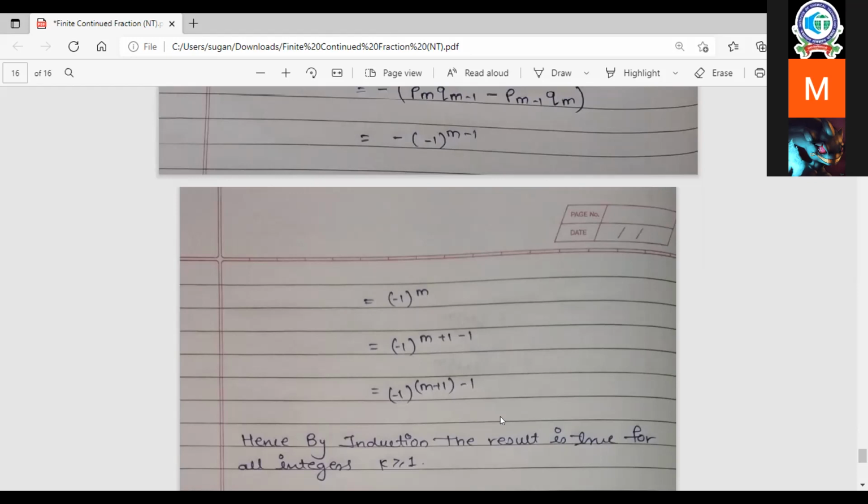You know that an increasing sequence bounded above converges, or a decreasing sequence bounded below converges. But this sequence is neither increasing nor decreasing, though it is bounded. So in this case, how do you prove it? You take the even terms, that means a subsequence with even terms, and a subsequence with odd terms, and they will converge.